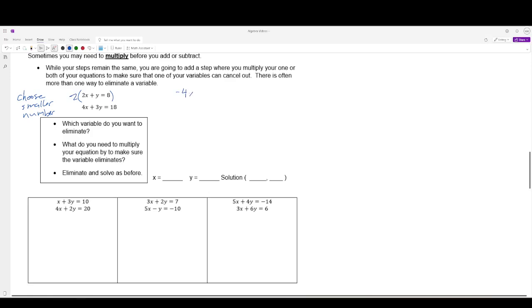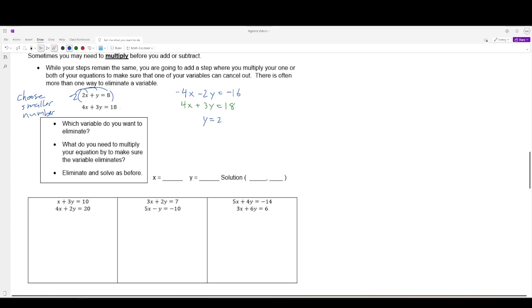So we have -4x minus 2y is equal to -16. Again, don't forget the -2 goes to all three terms, even the 8. It's easy to forget to distribute it on the right side. Our green equation is going to stay the same. 4x plus 3y is equal to 18. When we add these together, the x's eliminate. We get a single y is equal to 2.